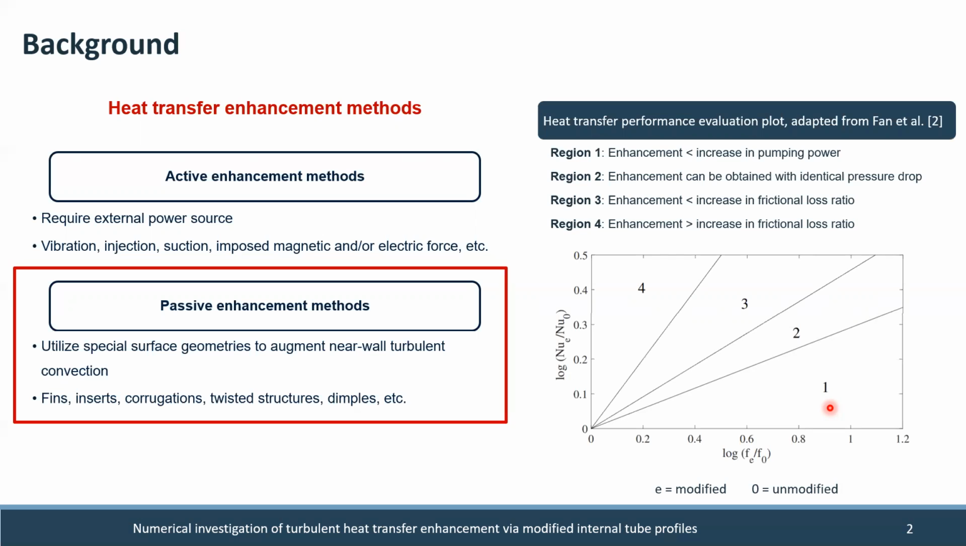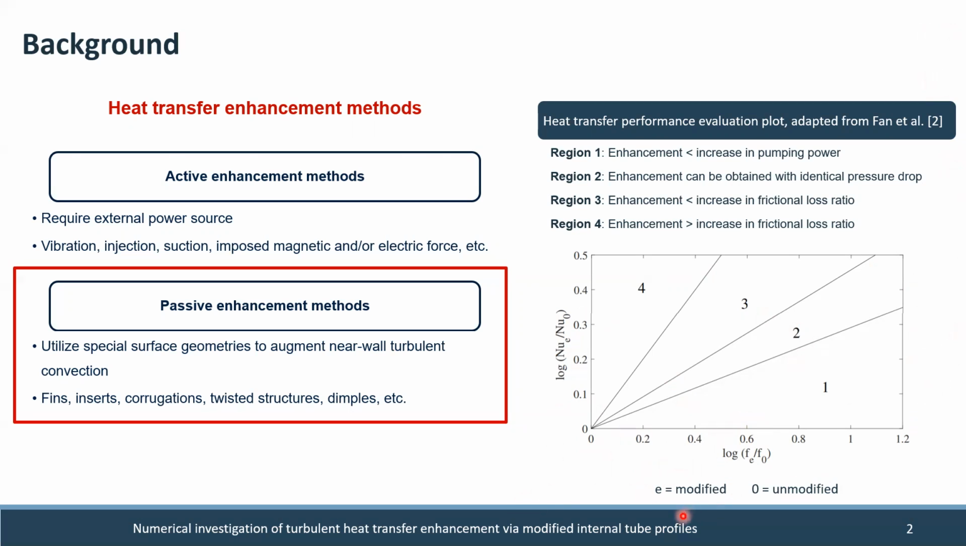Basically, heat transfer enhancement always comes with a pressure loss penalty. We have a performance evaluation method suggested by Fan and his co-workers. This plot is suggested by them, and by evaluating the performance of a heat transfer enhancement method and showing the performance in this plot, we can evaluate it. We can see if it's energy saving or not.